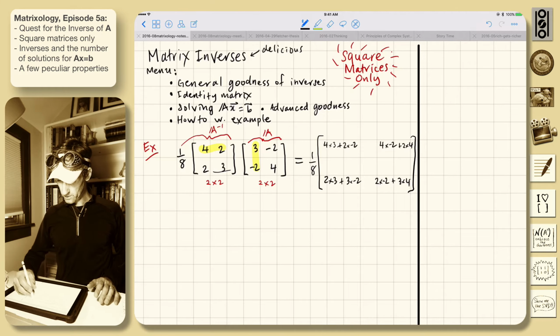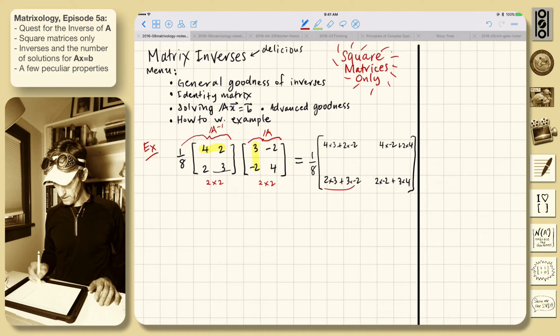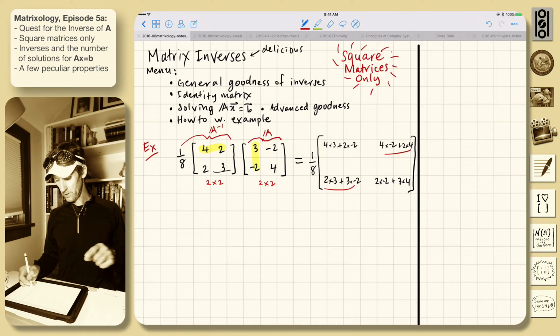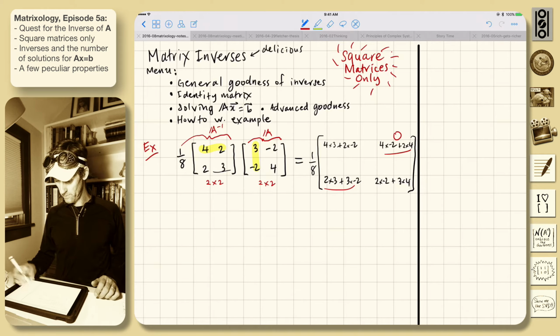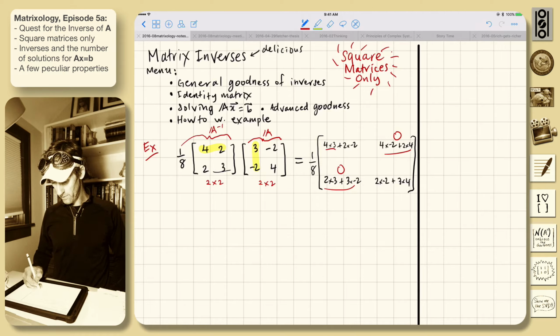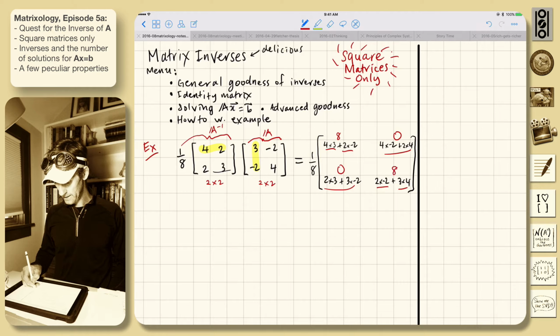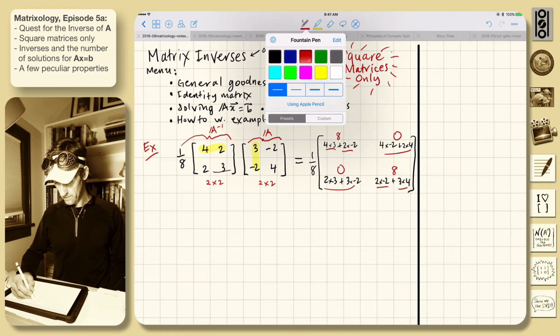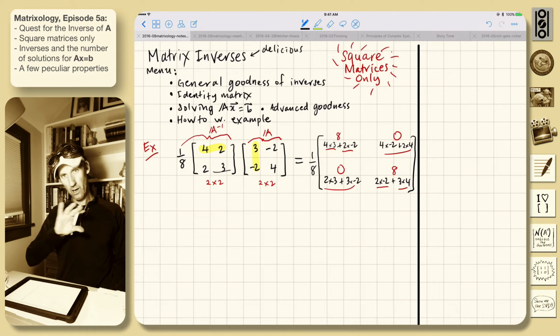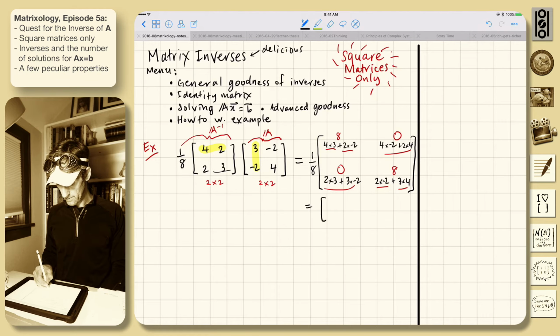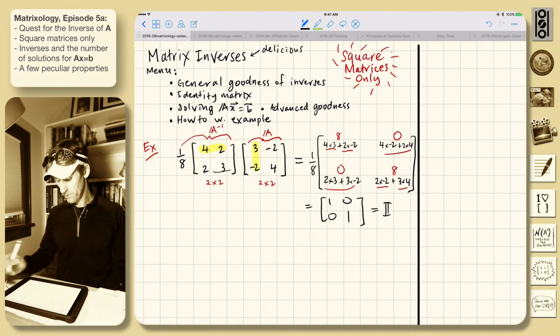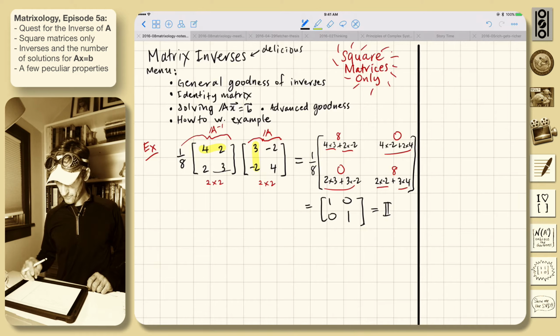All right, so let's look at what happens here. Here and here we've got minus 8 plus 8, so this is 0. And this is 6 minus 6, so 0. 12 minus 4, that's 8. And then minus 4 plus 12, 8. So this is looking very nice. If we multiply through by the 1/8, we get 1, 0, 0, 1. And this is the identity matrix for 2x2 matrices.